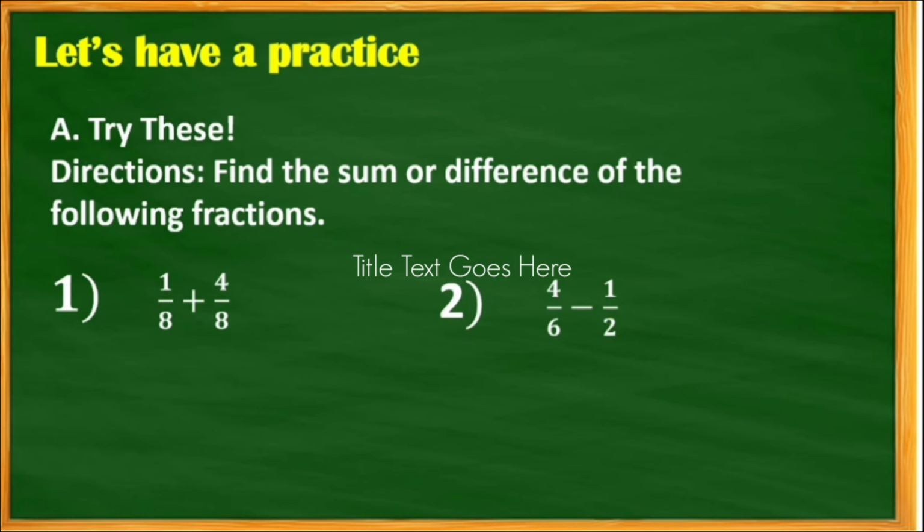So the answer in 1/8 plus 4/8 is what? 5/8, because we're going to add the numerator. 1 plus 4 is 5, and copy the denominator 8, and 5/8 has no common factor, so this would be our final answer. And then for number 2, the answer is 1/6. So the LCD, so let's get the LCD.